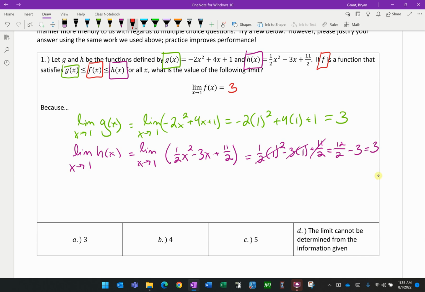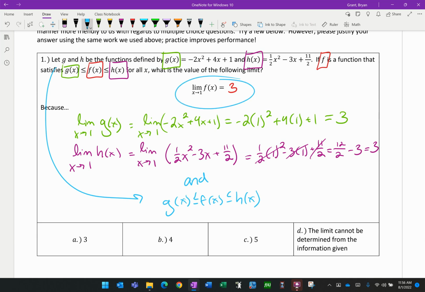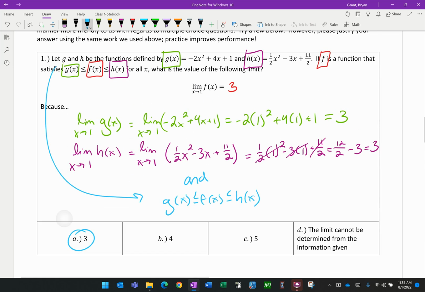Not only do the limits have to be equal, but also this needs to be true, and you do need to restate that. So, g of x is less than or equal to f of x, which is less than or equal to h of x. So this limit is true because of all this. Now, you could say, because of all this, the squeeze theorem says that this is true, but again, the squeeze theorem is going to be a little bit irrelevant here. So we end up with 3. Or not irrelevant, but redundant, not needed.